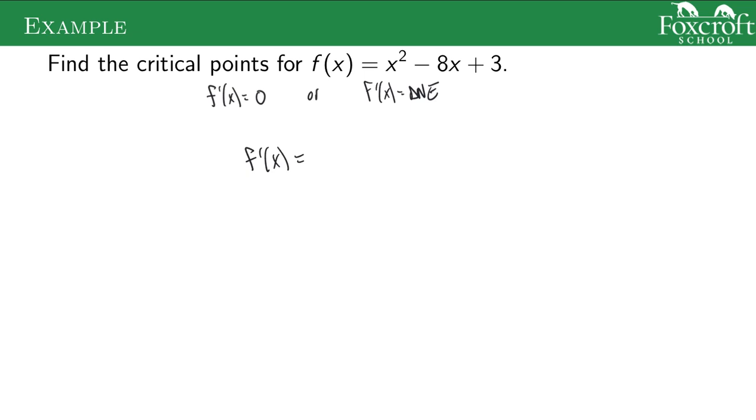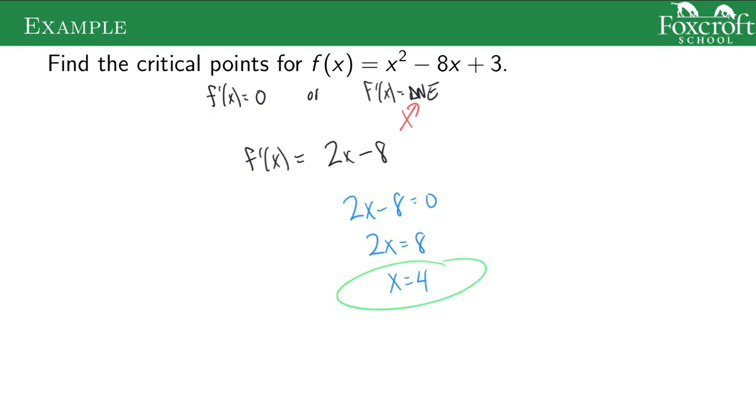Using my power rule, x squared becomes 2x, minus 8x becomes minus 8, plus 3 becomes 0. So our derivative is just 2x minus 8. This is just a line, so it always exists. We don't have to worry about that side. We just have to figure out when it equals 0. We solve this equation and get x equals 4. So we have one critical point for this function, when x equals 4. And then we'll talk more about what we can do with this in class.